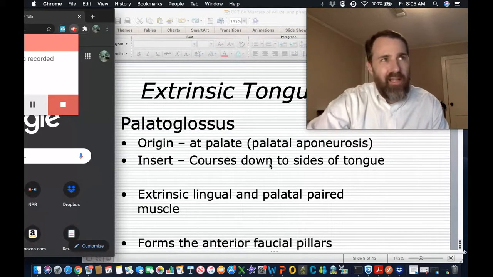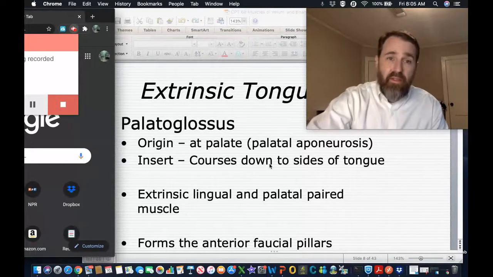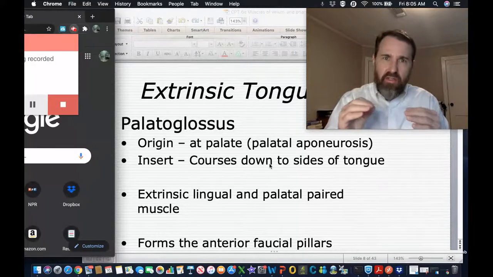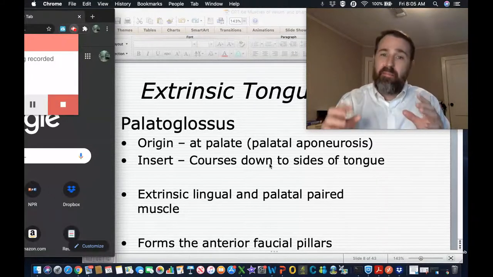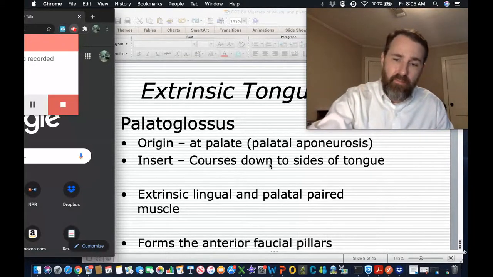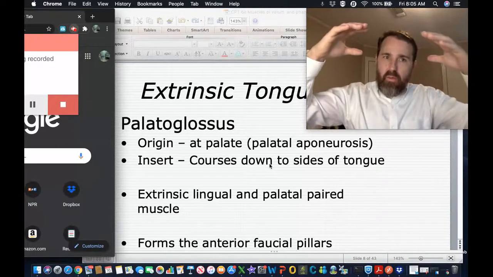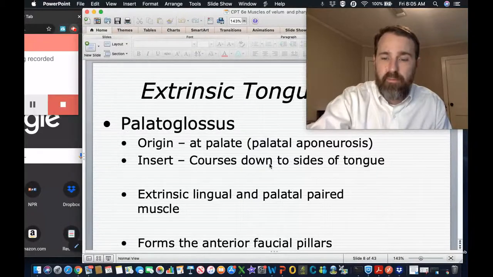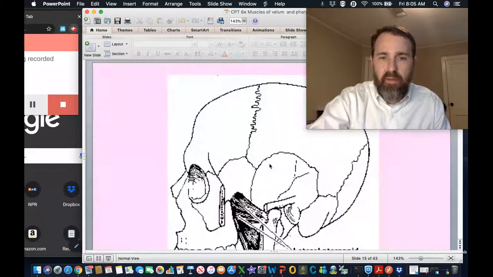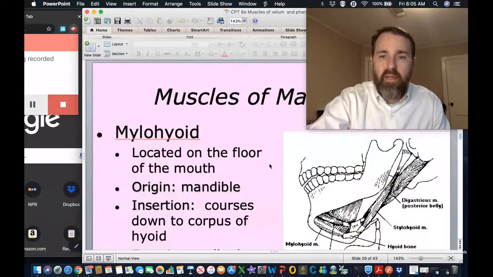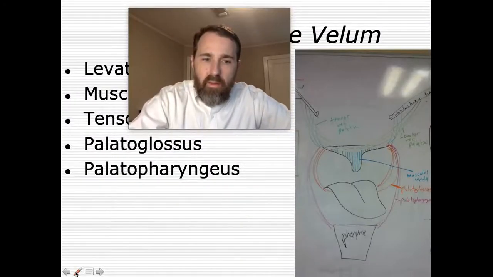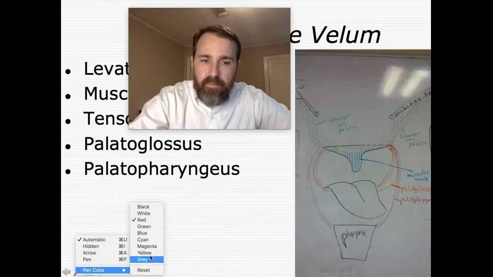All right, so the next muscle is the palatoglossus. So the palatoglossus originates within the soft palate. There's a tendinous structure within the soft palate known as the palatal aponeurosis. And then it courses down to insert into the sides of the tongue. So let's scroll down a little bit and find one of my illustrations.